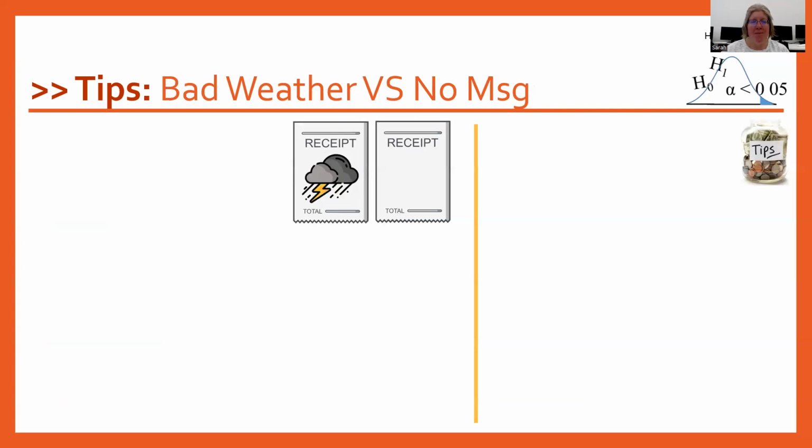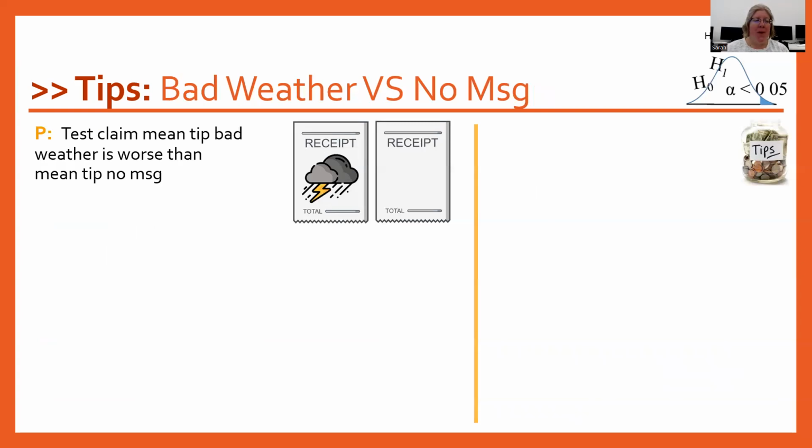And then our last pairing, bad weather versus no message, we were given that we're testing the claim the mean tip for the bad weather is worse than the mean tip for no message. So my null stays the same, the mean of the bad minus the mean of no message is equal to 0. My alternative, the mean of the bad minus the mean of no message is less than 0. And I got a less than because we're saying that the bad weather is supposed to be worse. So it's going to be a smaller number. And when I subtract that, then I end up with a negative number. So I chose the less than to reflect that, less than 0, which gives me a left tail test.